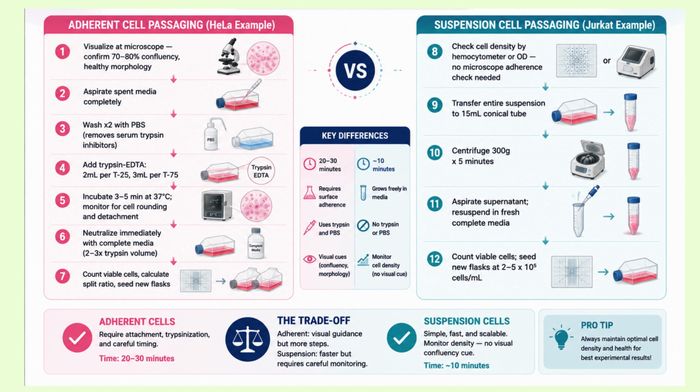Suspension cell passaging, Jurkat example. 8. Check cell density by hemocytometer or OD. No microscope adherence check needed. 9. Transfer entire suspension to 15 ml conical tube. 10. Centrifuge 300 g for 5 minutes. 11. Aspirate supernatant. Resuspend in fresh complete media. 12. Count viable cells. Seed new flasks at 2 to 5 x 10^5 cells per milliliter.